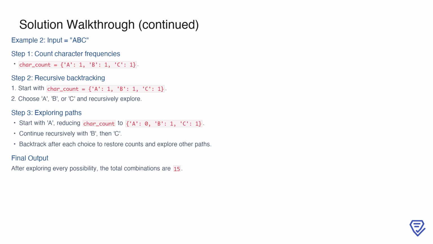After each complete sequence, we backtrack to restore the counts and explore other choices, such as starting with B or C instead. By systematically exploring all paths and restoring counts during backtracking, we ensure that every possible combination is considered. At the end of this process, we find that the total number of unique combinations for ABC is 15.